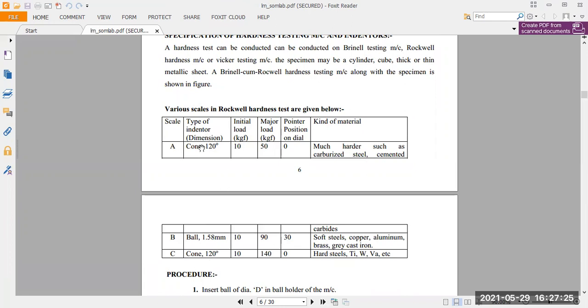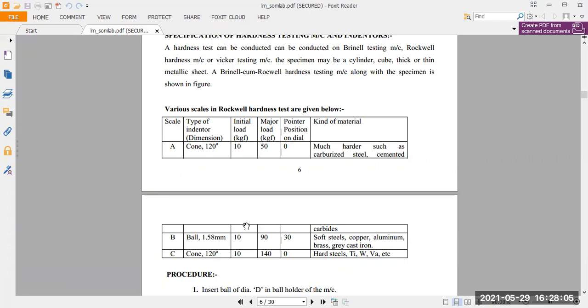For the type of indenter, we can use a diamond cone with an apex angle of 120 degrees, and a steel ball of diameter 1.58 mm, and again a diamond cone of 120 degrees. The ball is used for B, and the diamond cone for C and A. We have used only the B and C scales, so here we use only the ball of around 1.6 millimeter and the cone of around 120 degrees.